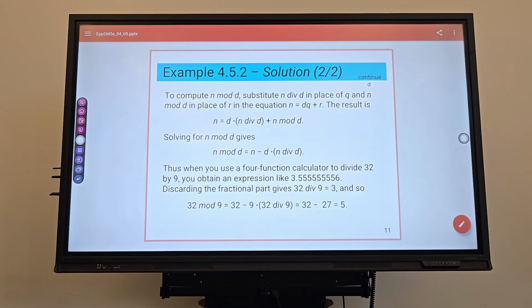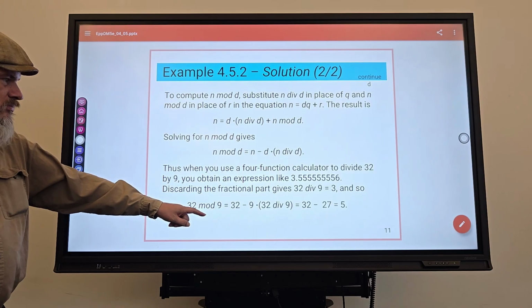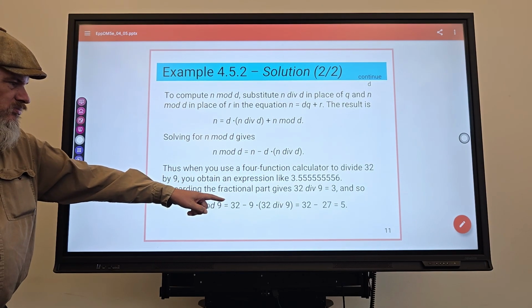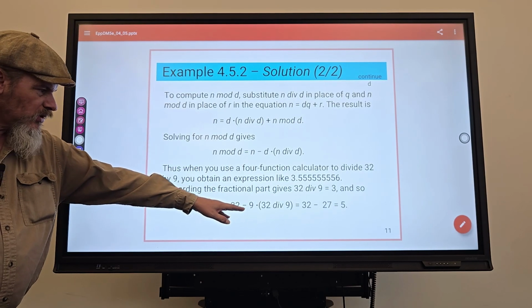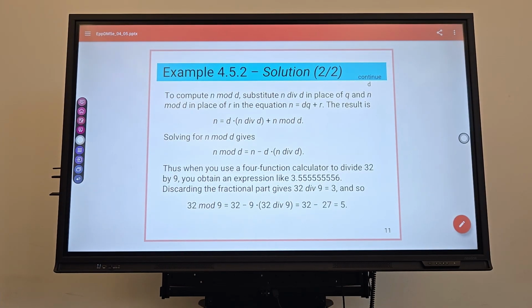So when you use a 4-function calculator to divide 32 by 9, you obtain an expression like 3.555 and so on. Discarding the fractional part gives you 32 div 9 equals 3. So substitute that in, and it gives you 32 minus 9 times 3 equals 32 minus 27 equals 5 for the remainder, for 32 mod 9.